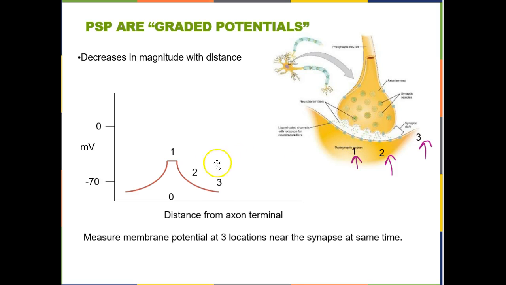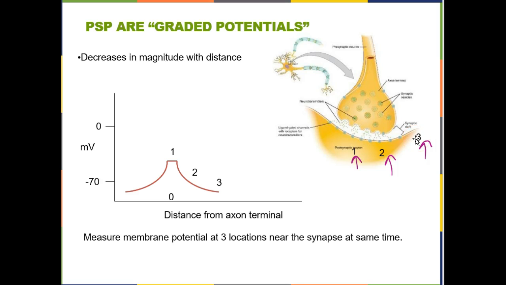So if you're right underneath it, you're 0 units away from the axon terminal, and the further you go in either direction, the further away you are from the axon terminal. If you measure the membrane potential right after some neurotransmitter gets dumped on this postsynaptic neuron, the effect of that neurotransmitter is going to be greatest right in the middle of the synapse. And then the further away you get from the middle of the synapse, the effect of the postsynaptic potential is less.